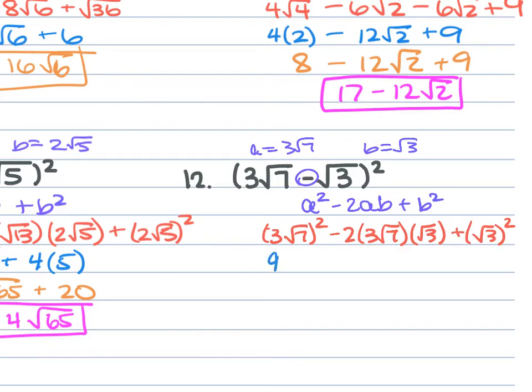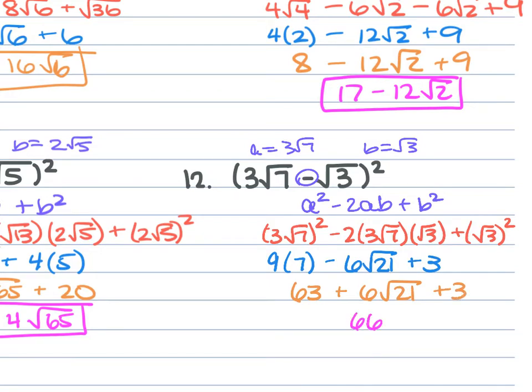So this is leaving us with 9 times 7 minus 6 square root 21 plus 3. The 9 times 7 is 63 plus 6 square root 21 plus 3. The 63 plus 3 is 66 plus 6 square root 21. Oh, I'm sorry, this is minus 6. Minus 6 square root 21. There we go. This should be a negative as well.